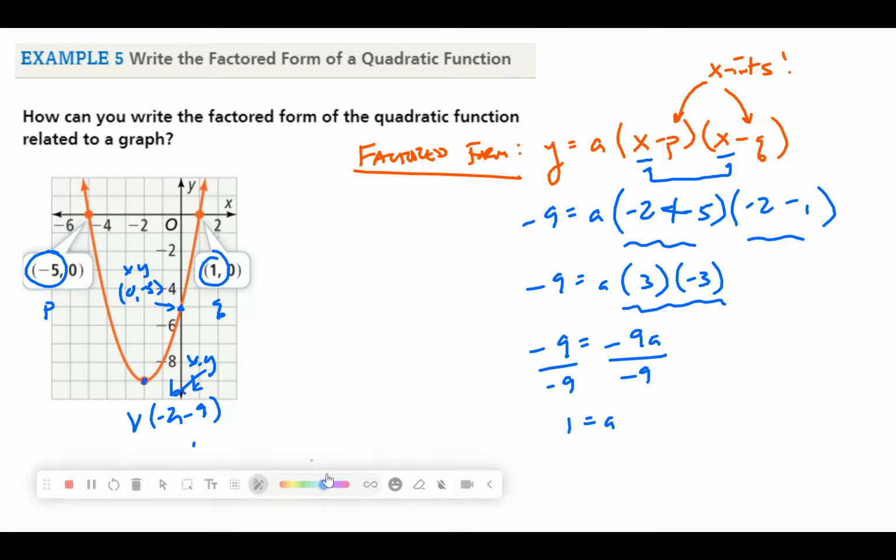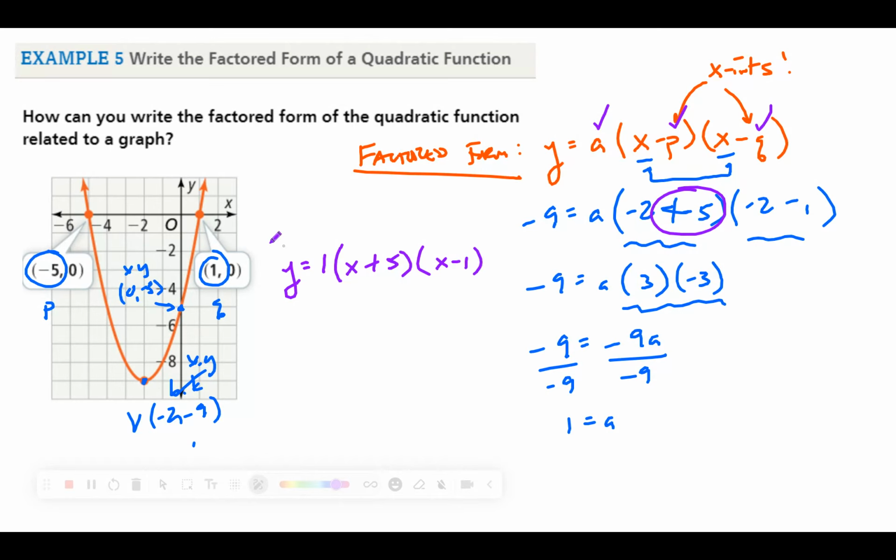Okay, so now when you write down this formula, you need to replace a, p, and q with what they are. So the factored form answer is y equals, you can put 1 there if you want to or not write it, (x plus 5), since the minus p became a plus 5, and then the minus q stayed minus 1, (x minus 1). And there is your factored form.